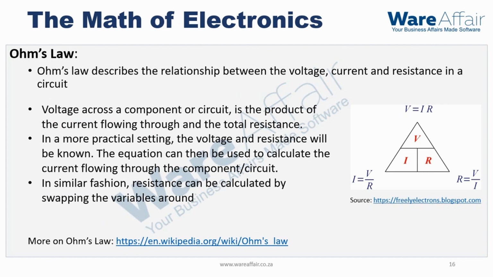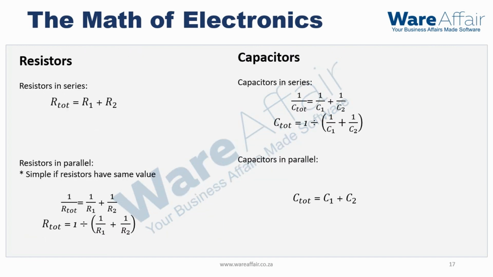In similar fashion, resistance can be calculated by swapping the variables around. You can easily remember this by making reference to the triangle on the screen. For resistors in series, the total resistance is the sum of all the resistors in the circuit. When they are in parallel, we use the formula that's shown on the left to make the calculation.